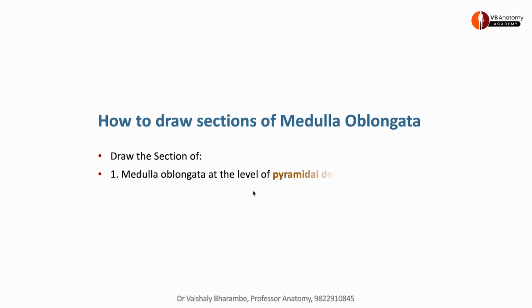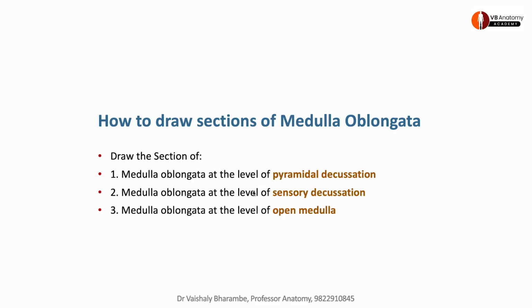Today we are learning how to draw sections of medulla oblongata. First section will be at the level of pyramidal decussation, the next at the level of sensory decussation, and the last at the level of open medulla. So take some color pencils, a nice drawing sheet, and let's begin.